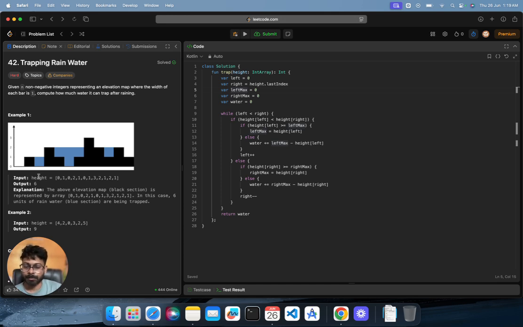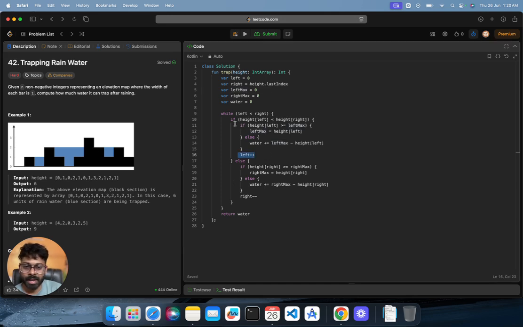If the new height is not smaller, if we cannot make a new left max because the height is less, then we will trap the water. We know this is the space where water can be trapped, because the height is less and we know that this is a bound, which is the smaller of the two, so this can definitely contain the water. So the water would be left max minus the height of the ith element, and then we'll just proceed with left plus plus.